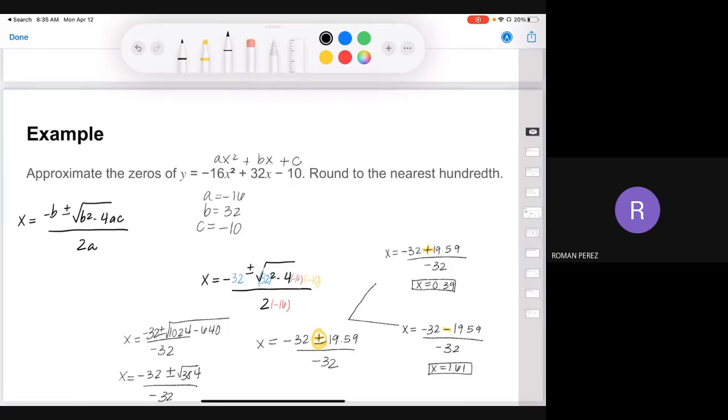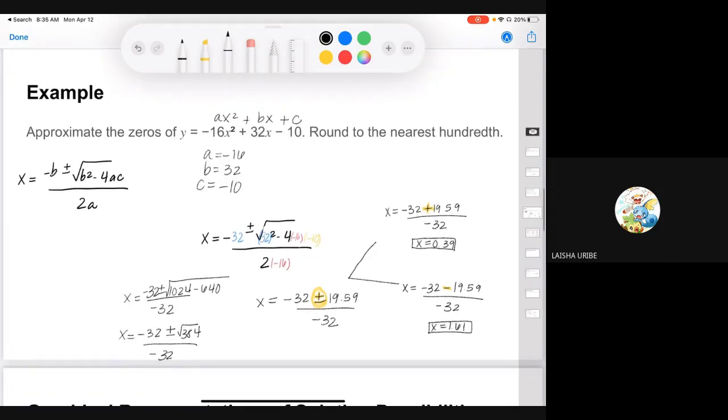Okay, so does anyone have any questions here? How I got my ABC, how I got the quadratic formula, how I even got to two x's? Any questions? Student: Miss, how do you get the 0.39, the plus and the minus, negative as well? Yeah. It's this symbol right here.